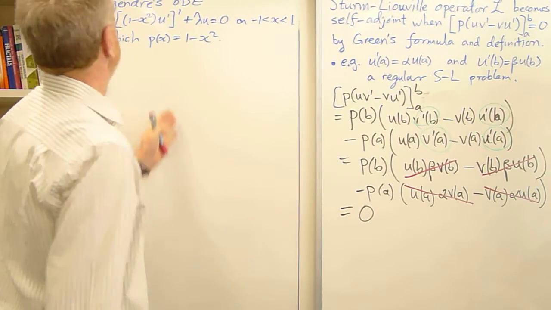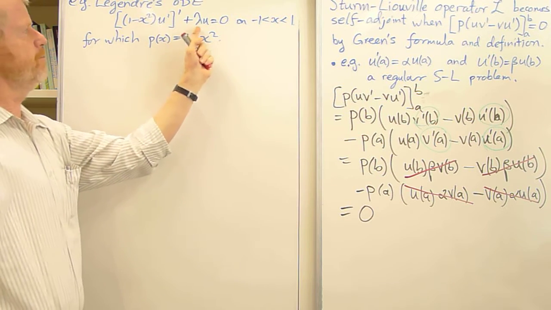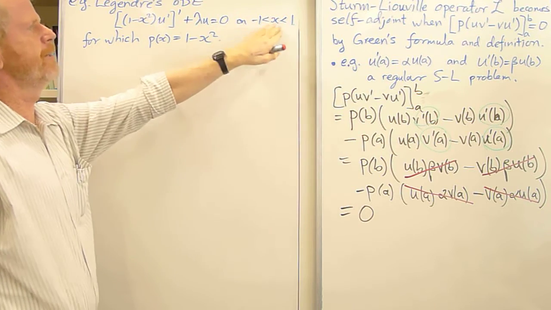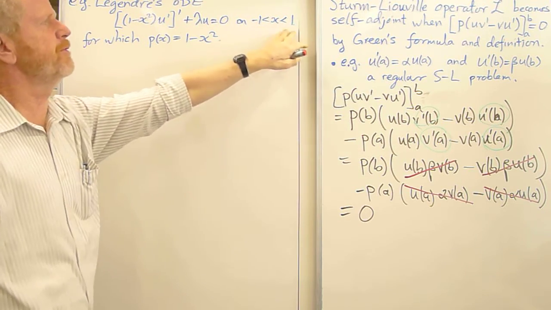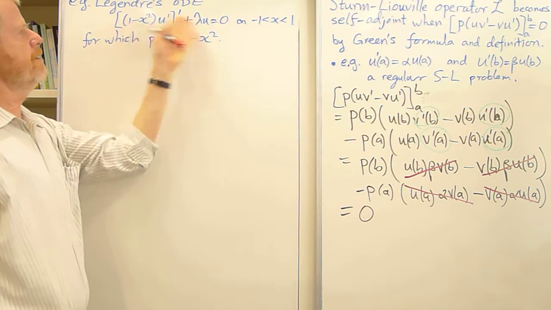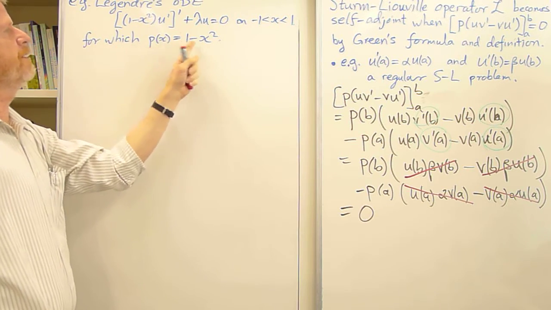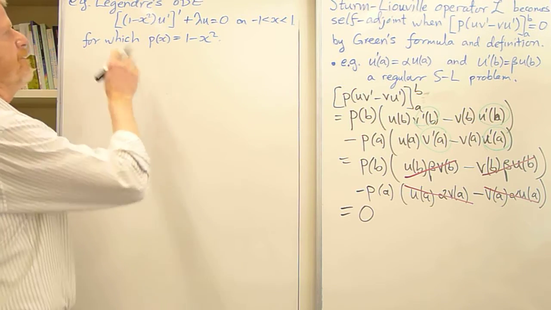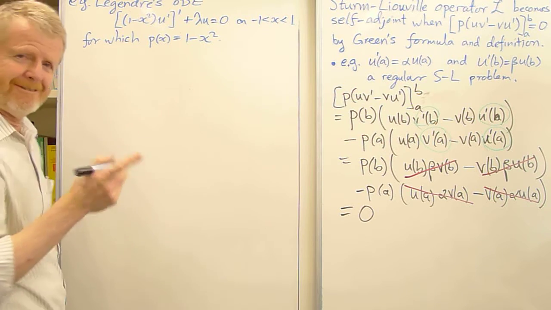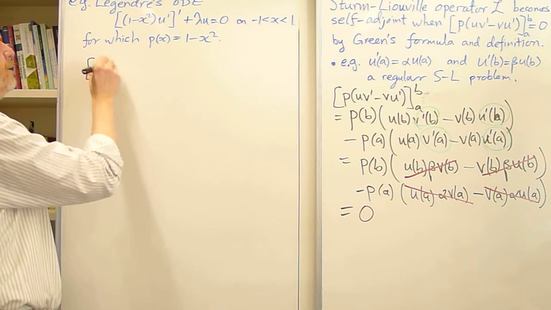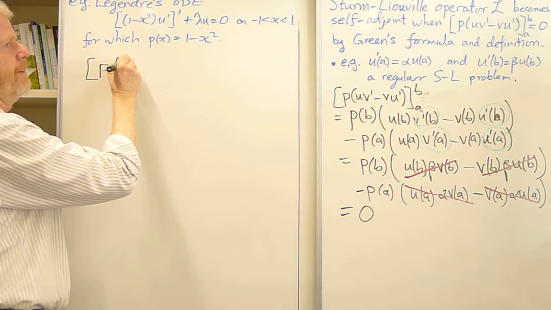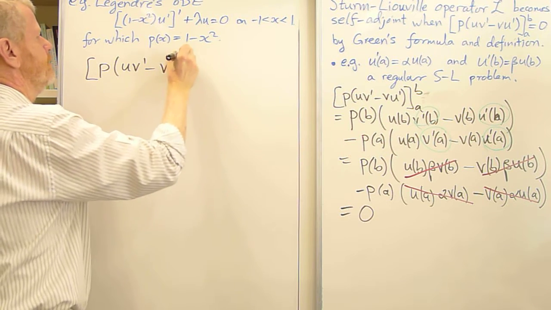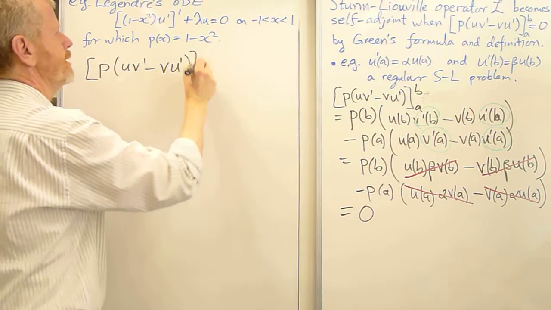And then as a third example, let's look at Legendre's ODE, which is in this form: ((1 - x²)u')' + λu = 0, solved for x between -1 and 1. Well, here the differential operator is in Sturm-Liouville form with p(x) equal to 1 - x², this coefficient. It's not a regular Sturm-Liouville problem, however, but it is self-adjoint because let's have a look at p(uv' - vu') from a to b.